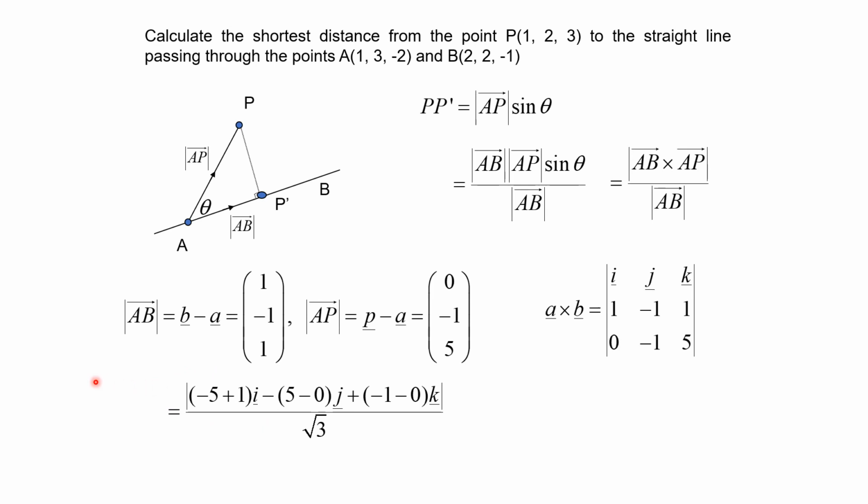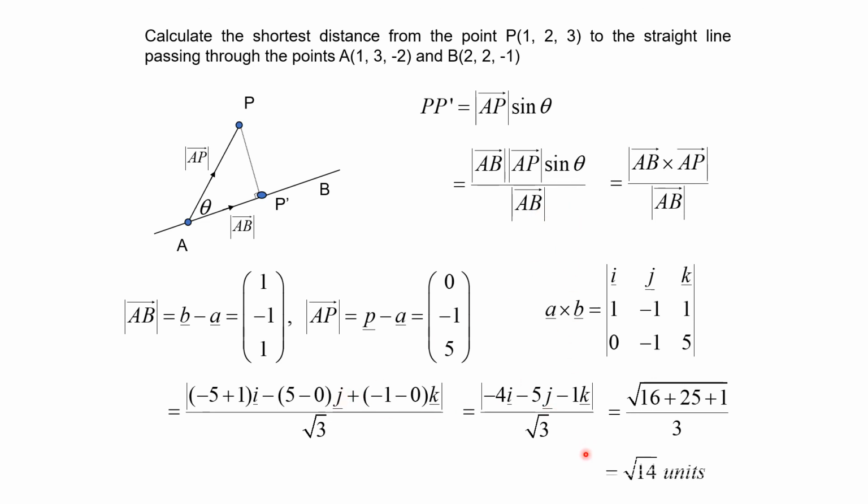Okay, and don't forget to copy down your modulus, because the modulus will ensure that you can get a magnitude. So you square each component: negative 4 squared, negative 5 squared, and negative 1 squared. And then next, you also need to find the magnitude of AB, so it will simply be 3. It will be 14 units.